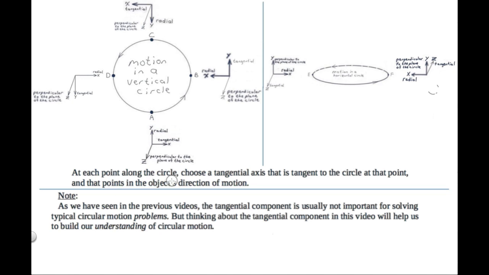At each point along the circle, choose a tangential axis that is tangent to the circle at that point, and that points in the object's direction of motion. At points A and C, the x-axis is tangential. At points B and D, the y-axis is tangential. At points E and F, the z-axis is tangential.